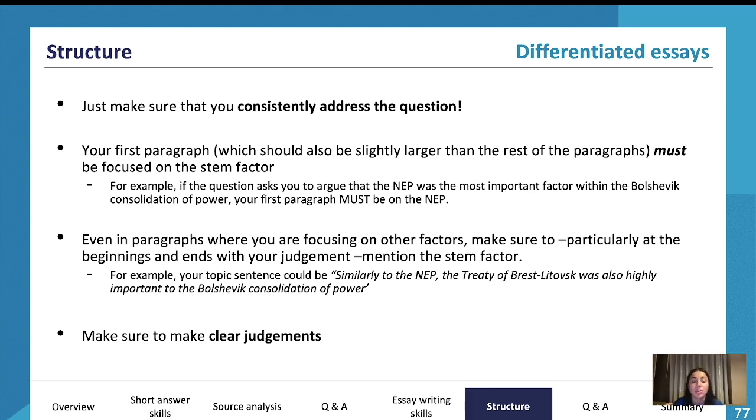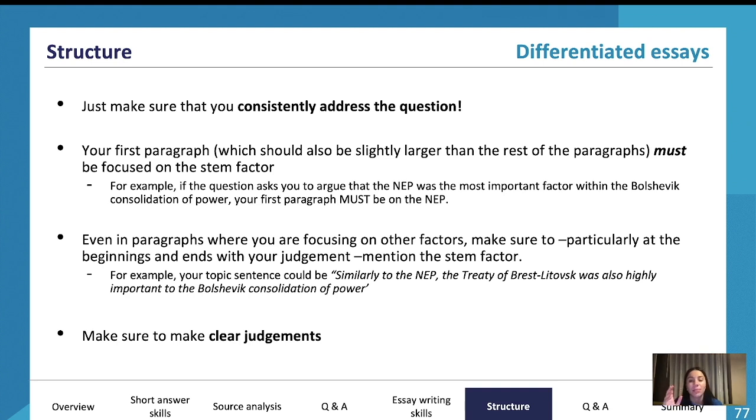Even in paragraphs where you're focusing on the other factors, you want to make sure that the beginning and the end of your judgment is mentioning that STEM factor. So, for example, your topic sentence for another paragraph would be, similarly to the New Economic Policy, the Treaty of Brest-Litovsk was also highly important to the Bolshevik consolidation of power. So even though it's a completely separate paragraph and you're looking at a separate kind of factor, you're still linking it back to the question because the question hasn't told you what the other factors are. You've made the decision to write the differentiated essay, so you need to make sure you're still going back to the NEP and you're still going back to that STEM factor, which is whatever the factor they've asked you in the question. They'll specify one if they do it.